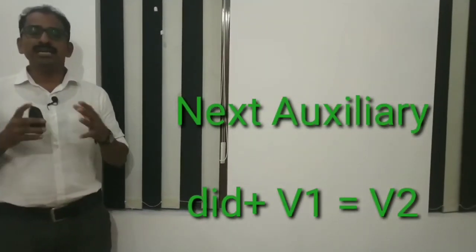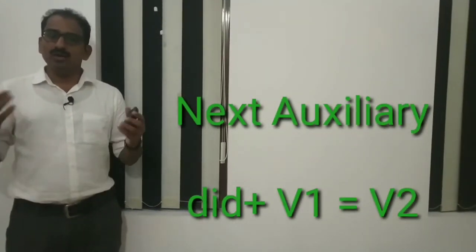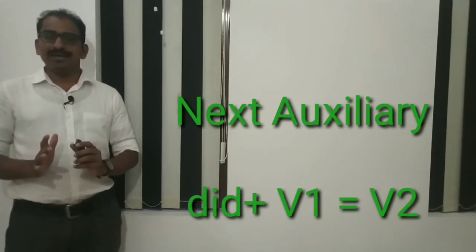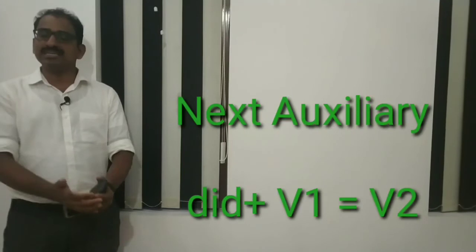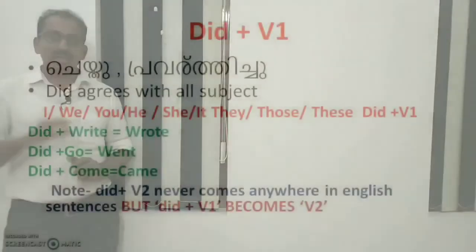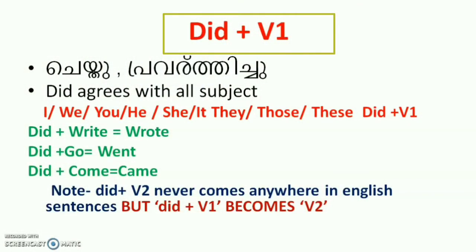Then next, did plus V1. Did goes with V1 only. Did can be used with any subjects. There is no criteria of whether it is singular or plural. Did can be used with all of the subjects in English, but it will go only with V1. When did goes with V1, that becomes V2 form. In V2 form, there is a did hidden in the verb.